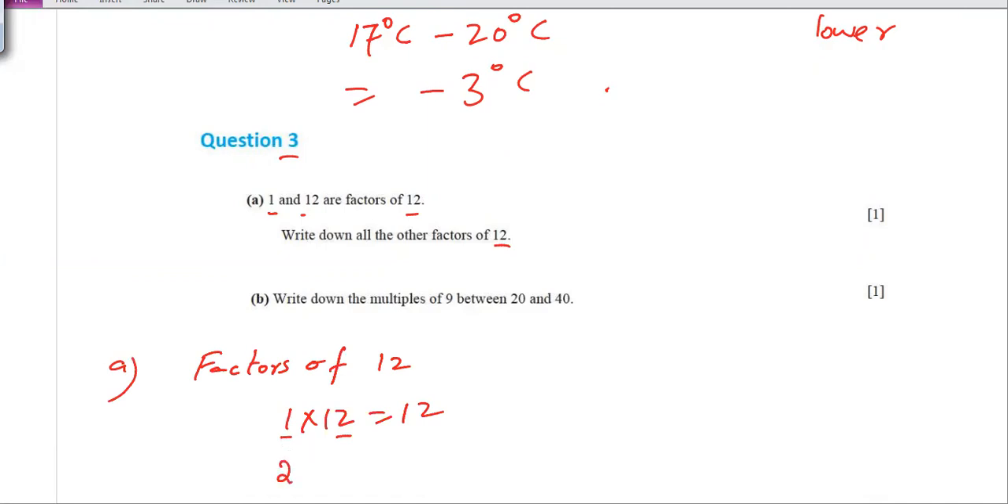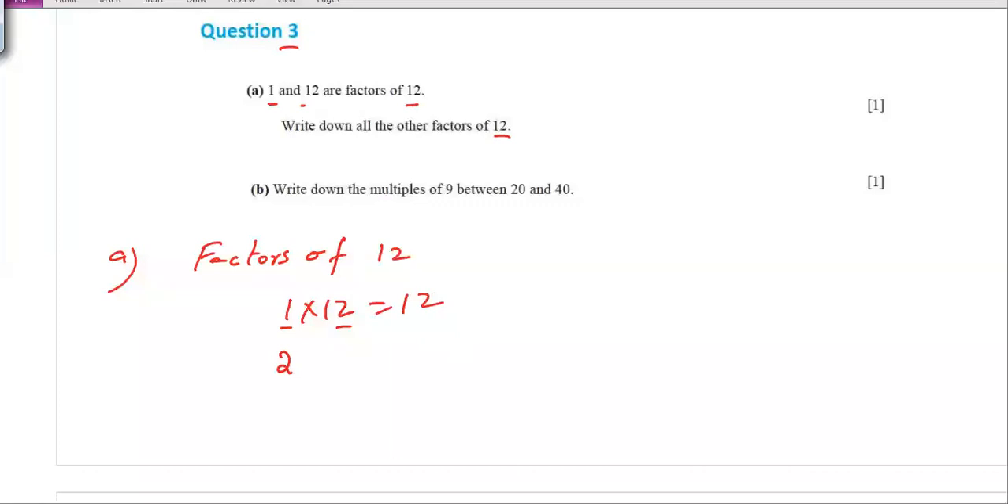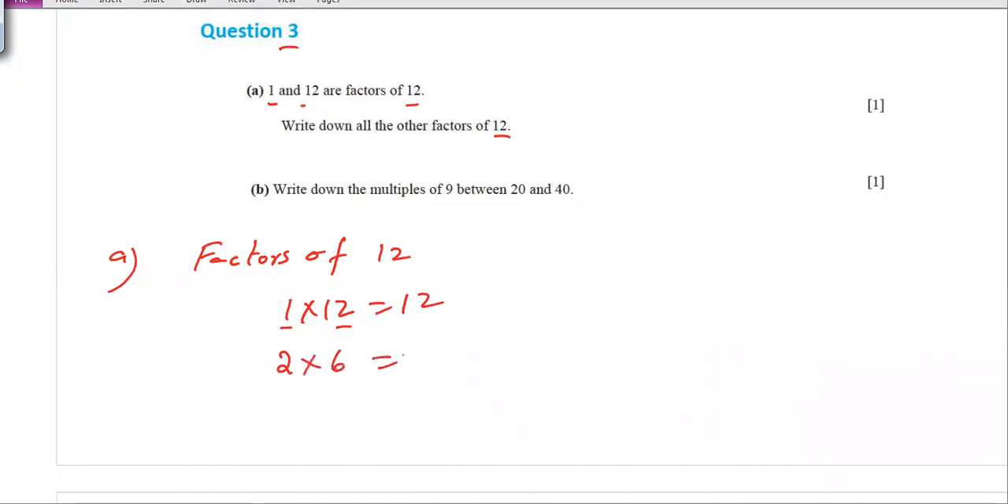Okay, then write the next, 2. You want to check whether 2 is a factor of 12 or not. So 12 divided by 2. The answer is 6. That means 2 times 6 is 12. So 2 and 6 are the factors.